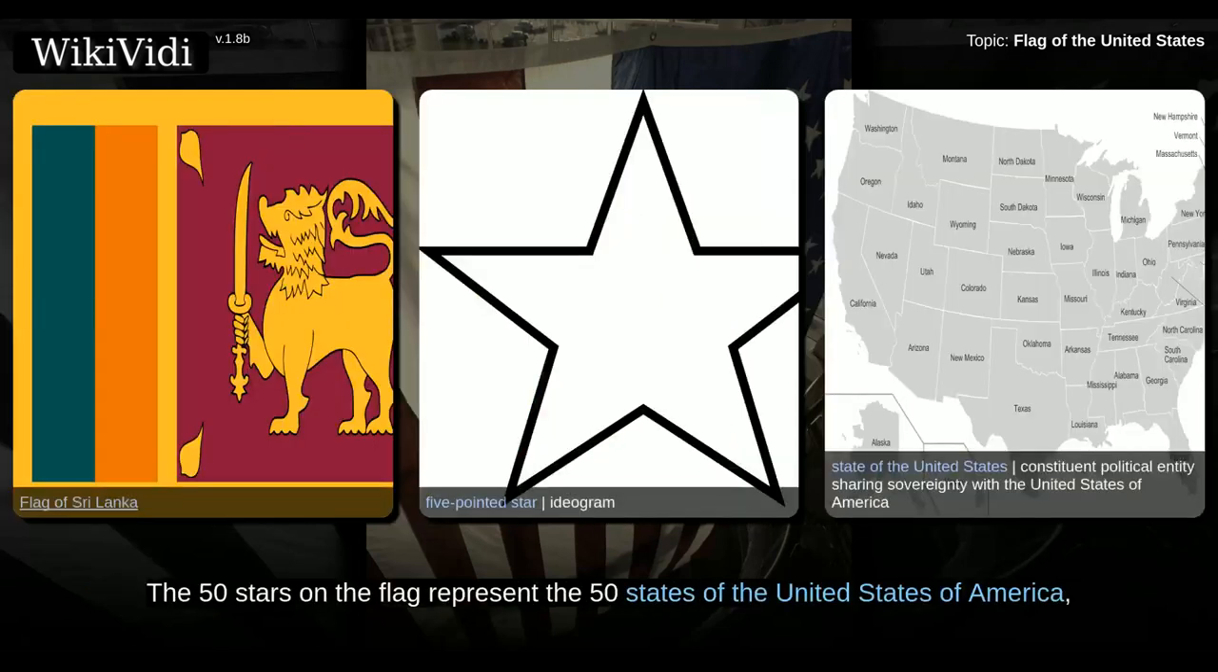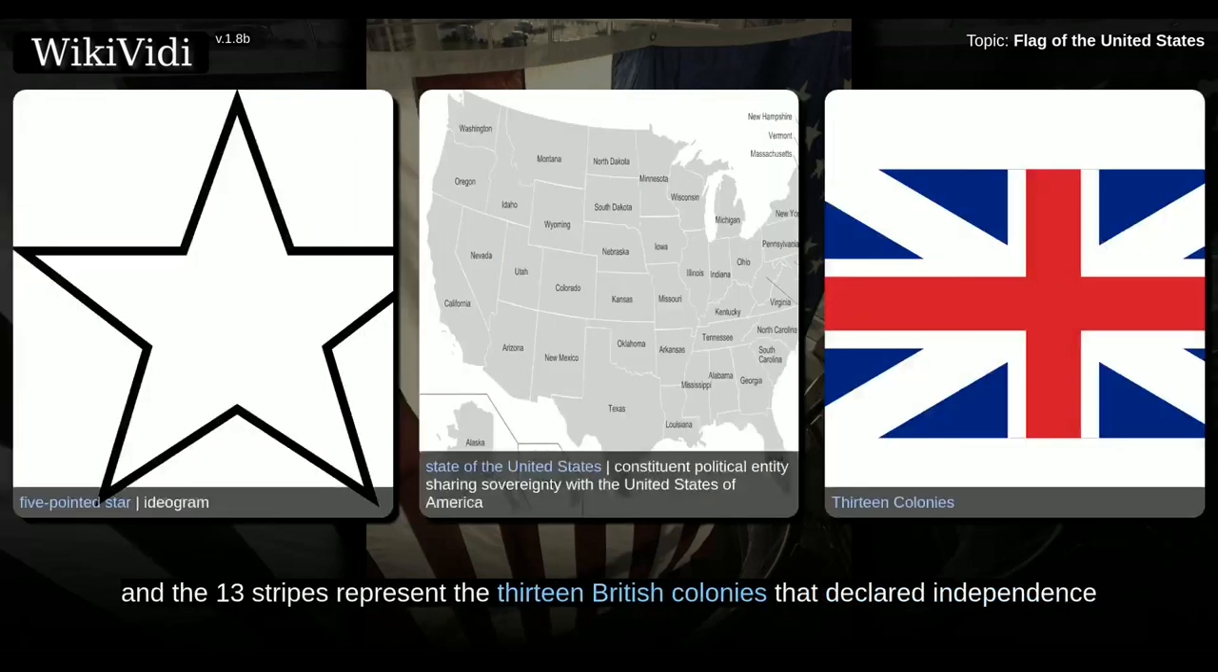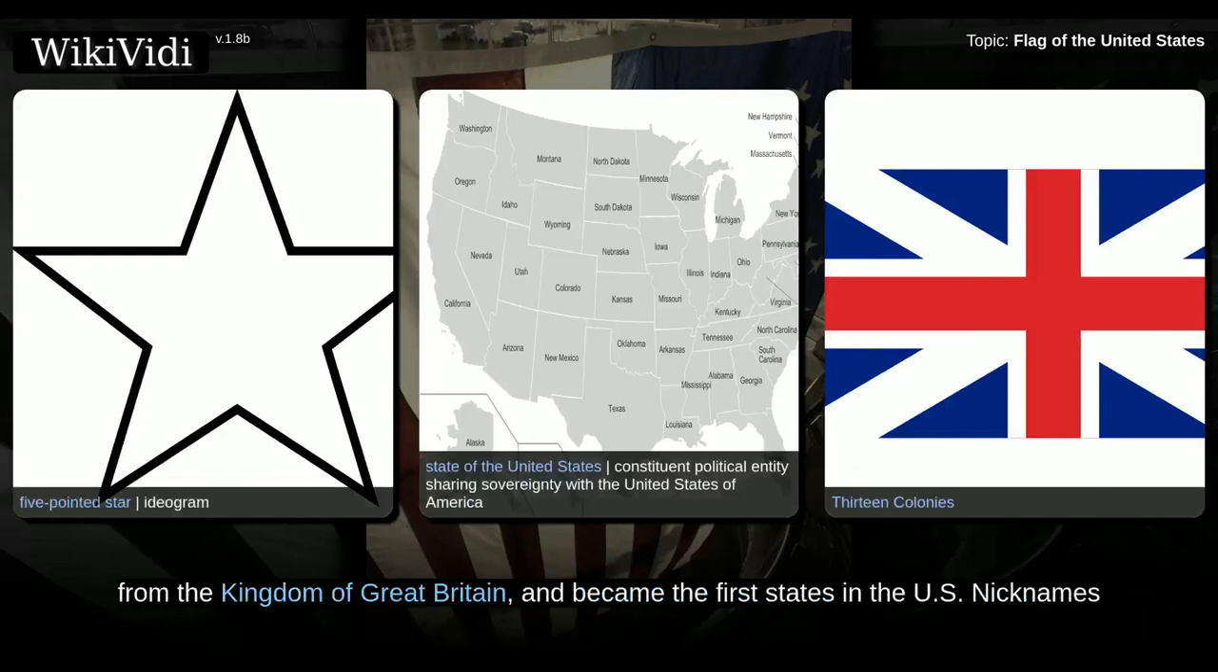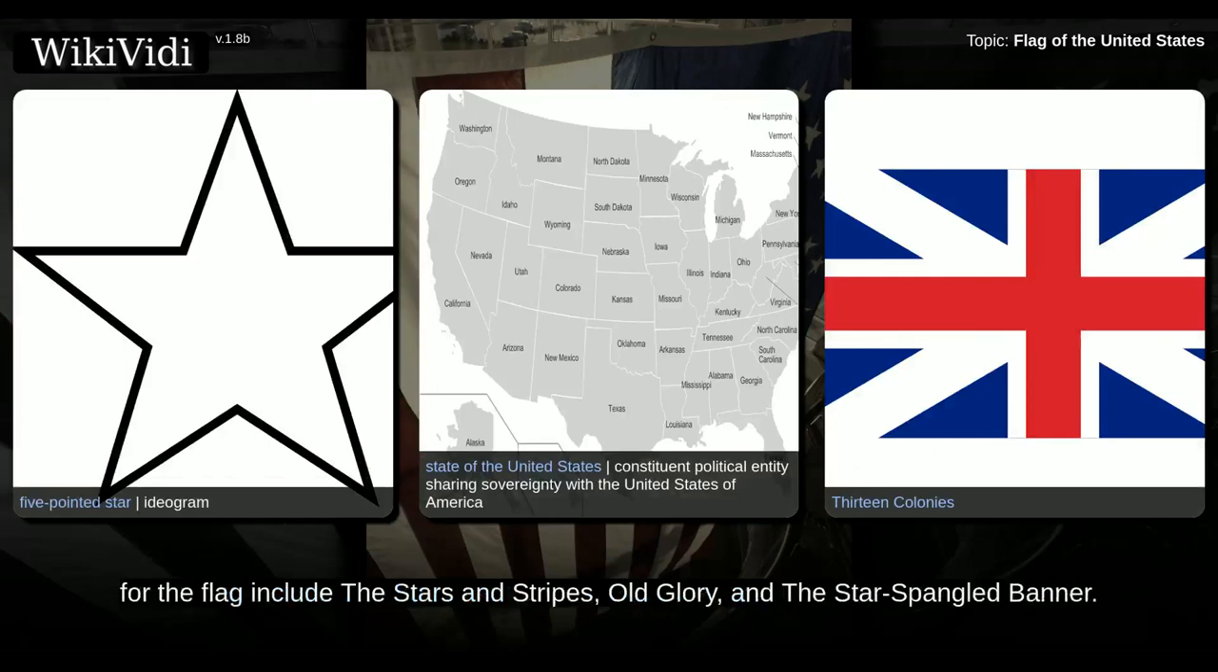The 50 stars on the flag represent the 50 states of the United States of America, and the 13 stripes represent the 13 British colonies that declared independence from the Kingdom of Great Britain, and became the first states in the U.S. Nicknames for the flag include the Stars and Stripes, Old Glory, and the Star-Spangled Banner.